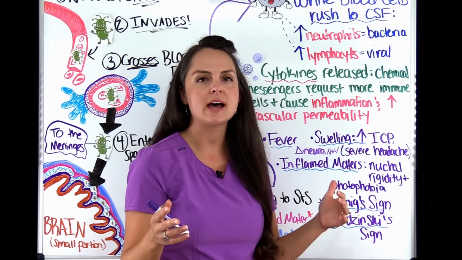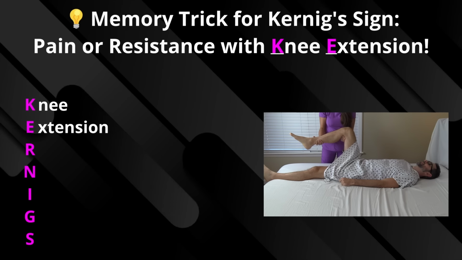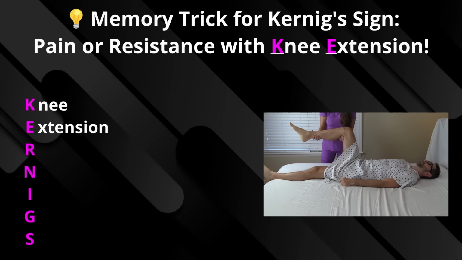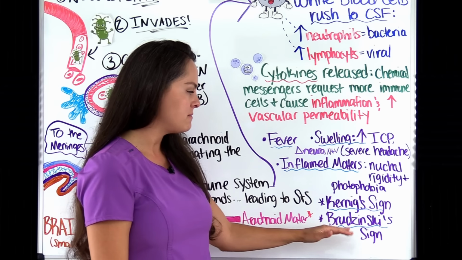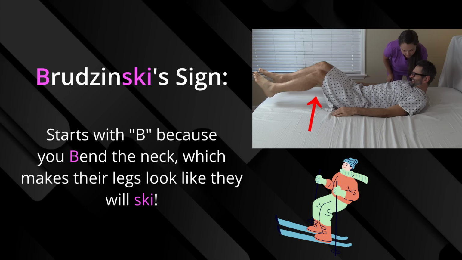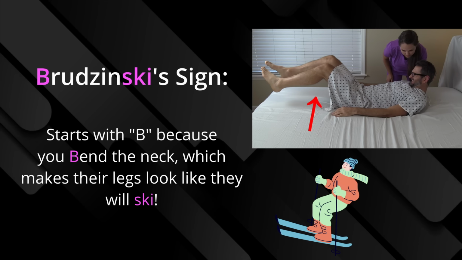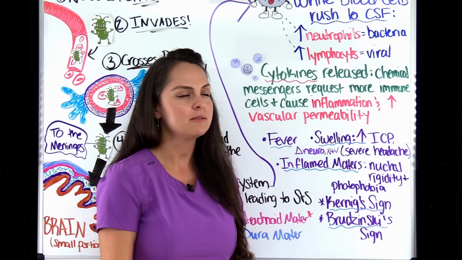I look at the letters of the name. So with Kernig's, you have a K and an E. So remember that there is pain when you have knee extension. And then with Brudzinski, I remember with the B, you're bending. That's the big thing. You're bending the neck. And they're going to get in like a skiing position where they're going to flex their hips and their knees. So maybe that'll help you.